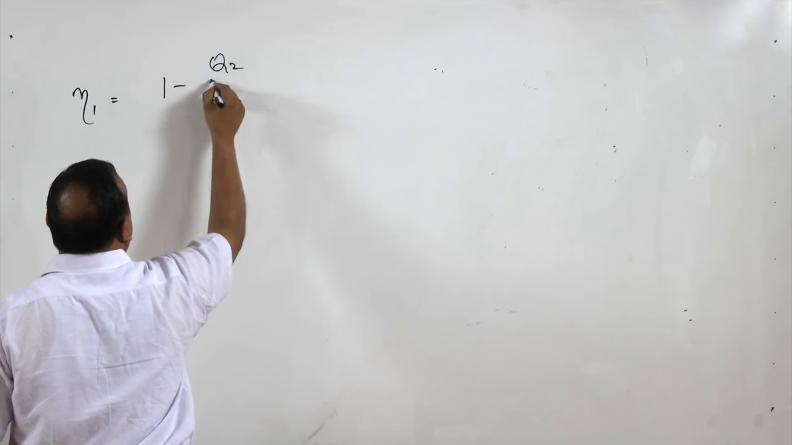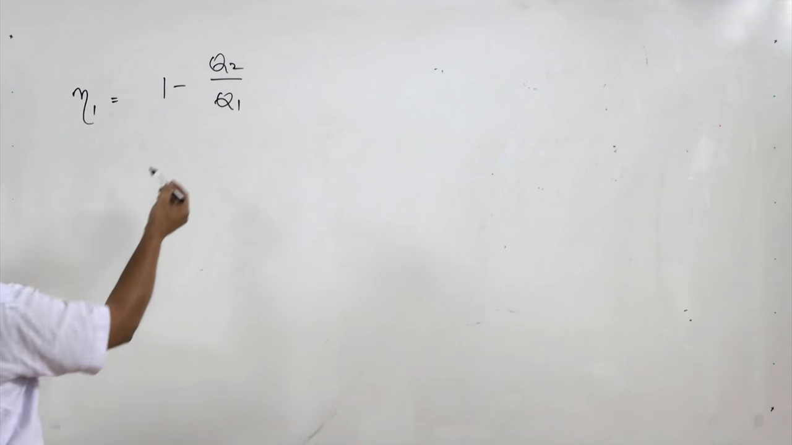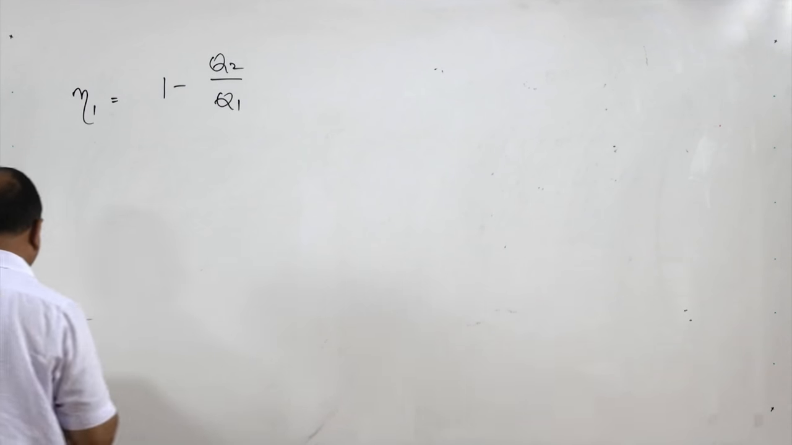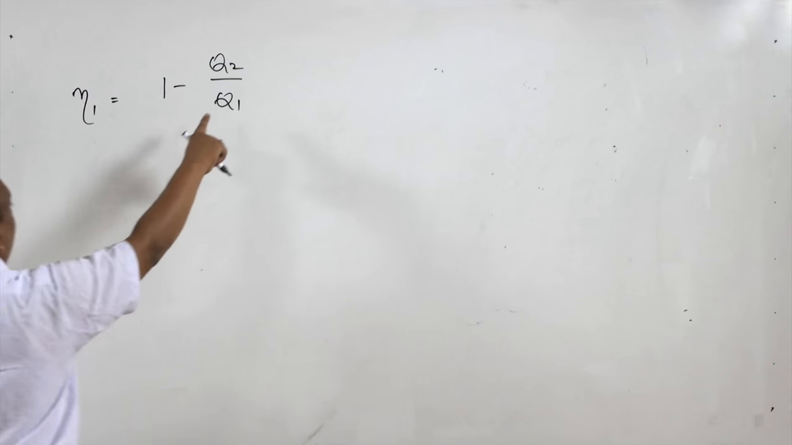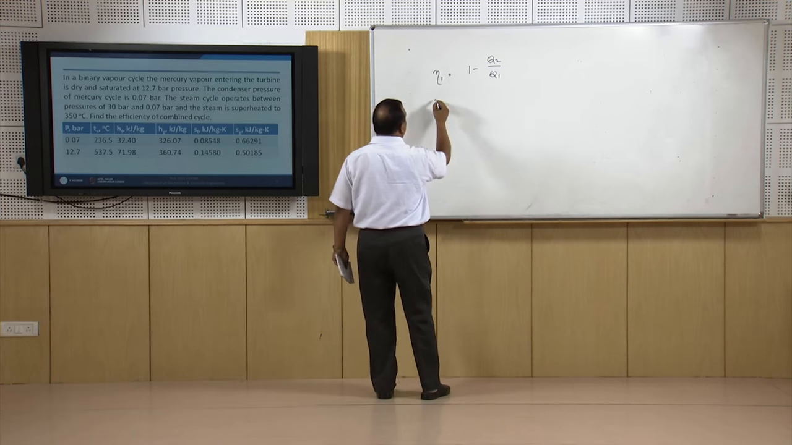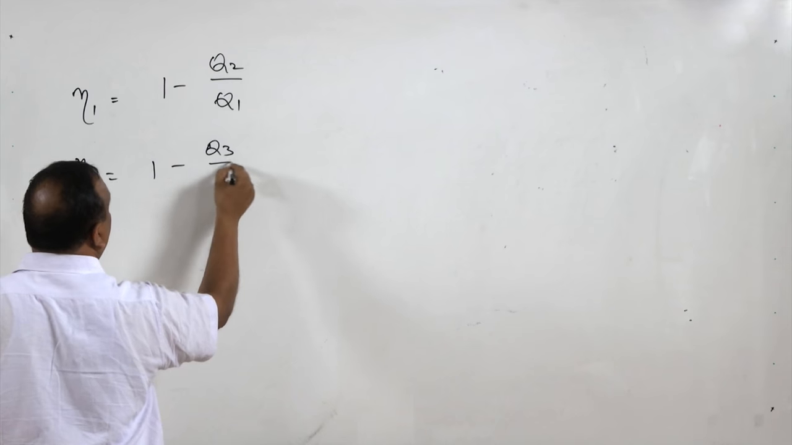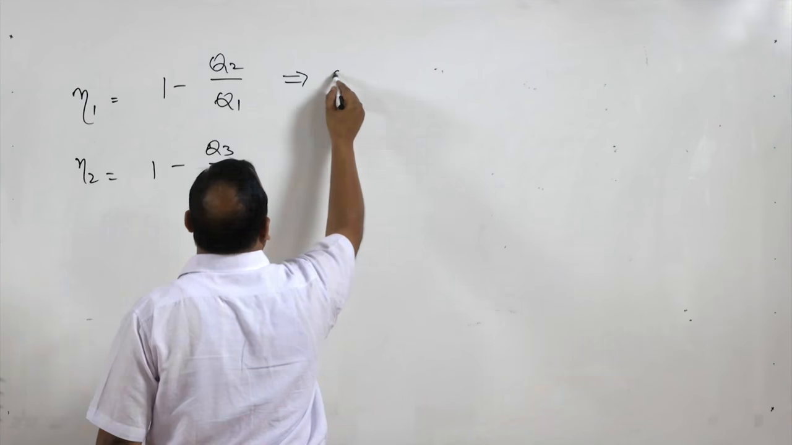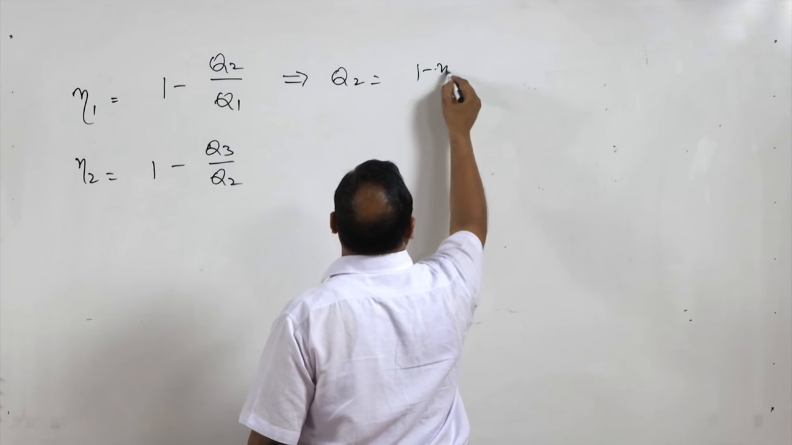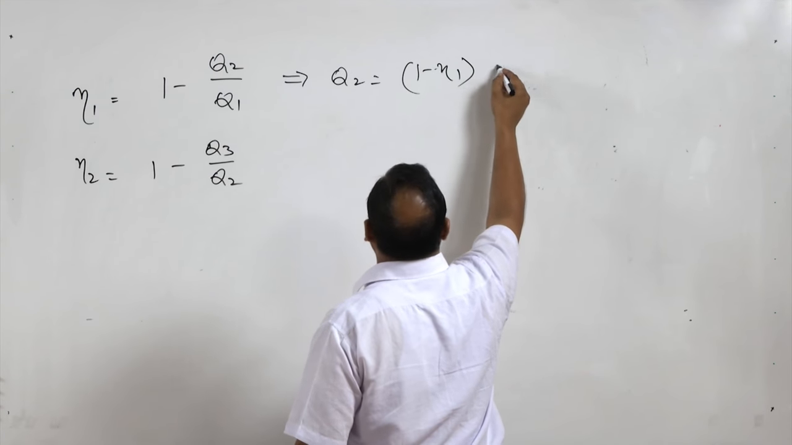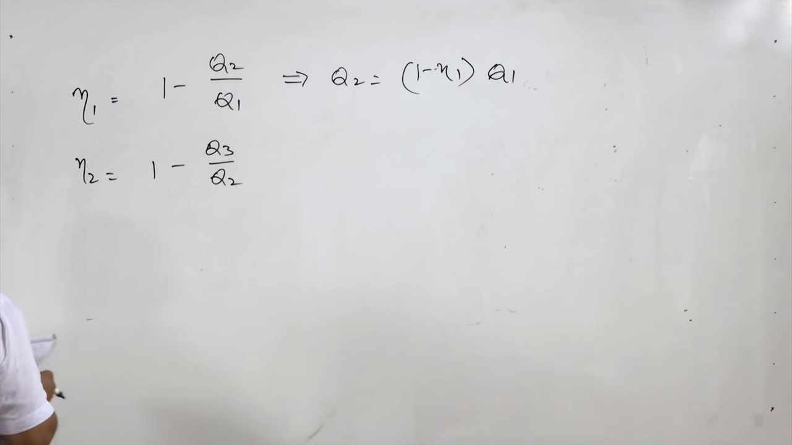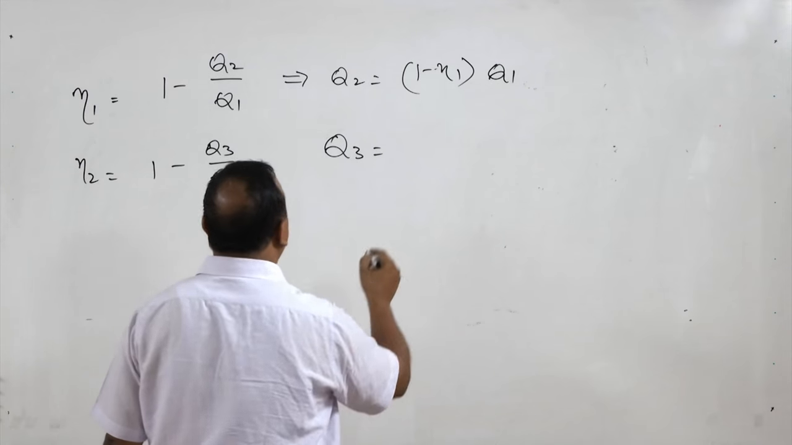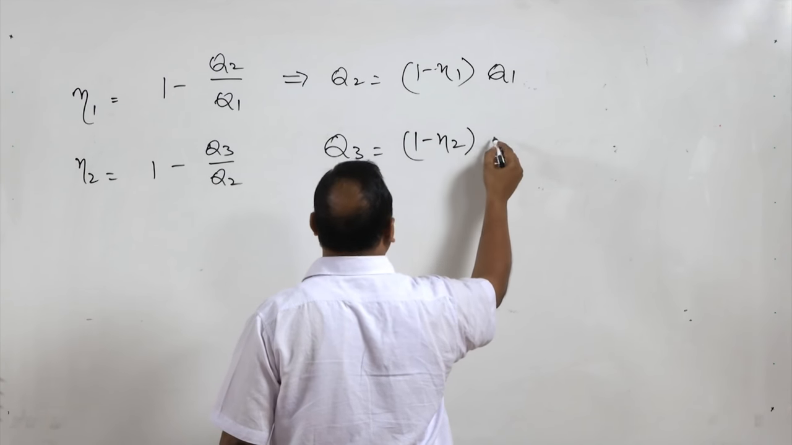1 minus Q2 by Q1. In this Carnot cycle, Q2 is heat rejected, Q1 is heat supplied. So, 1 minus Q2 by Q1 will be the efficiency of this cycle. Now, another cycle which is using this rejected heat as its source of heat, the efficiency of 2 is going to be... is it clear? So, here Q2 is going to be equal to 1 minus efficiency of 1 multiplied by Q1, right? And here Q3 is going to be 1 minus efficiency of 2 multiplied by Q2.